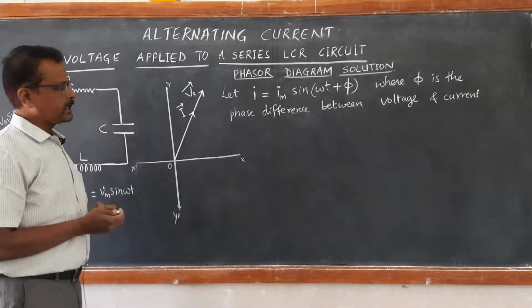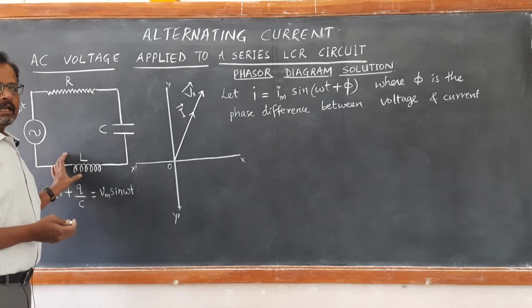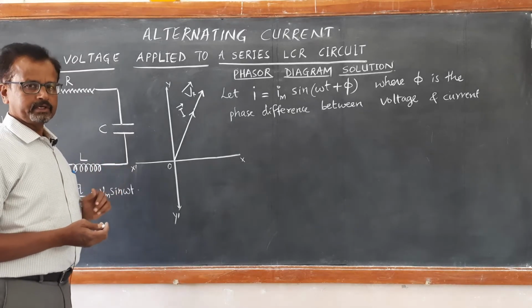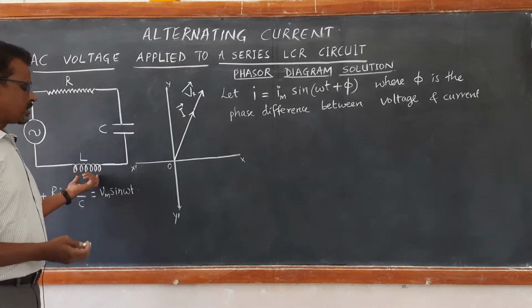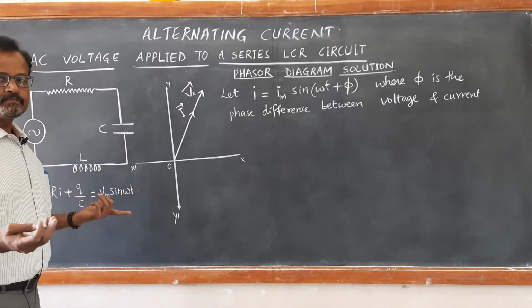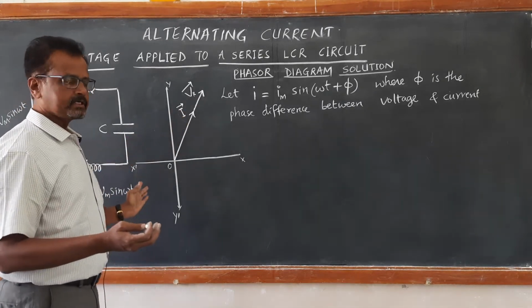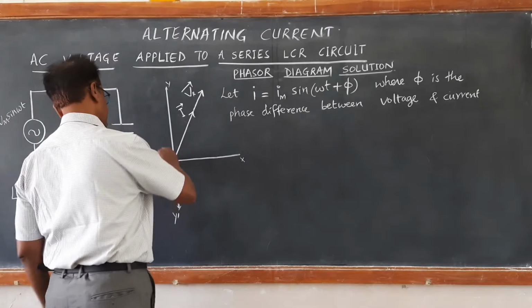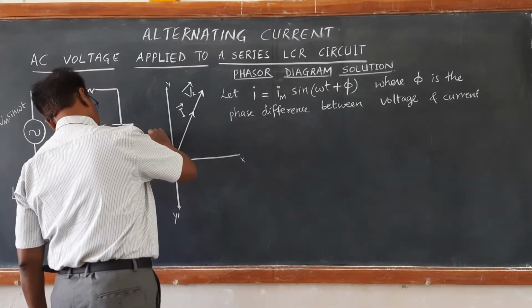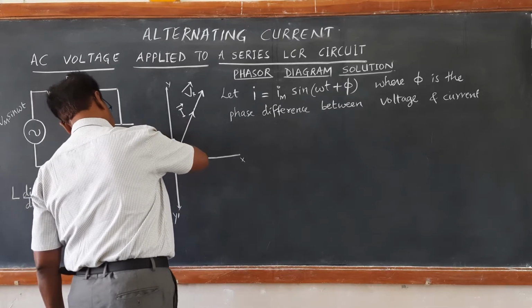Now we have studied that the current across the inductor lags behind the voltage. It means the voltage across the inductor leads the current. So if I is the current, then the voltage across the inductor leads ahead by pi by 2. So at about 90 degrees, in the second quadrant, I am drawing the voltage.